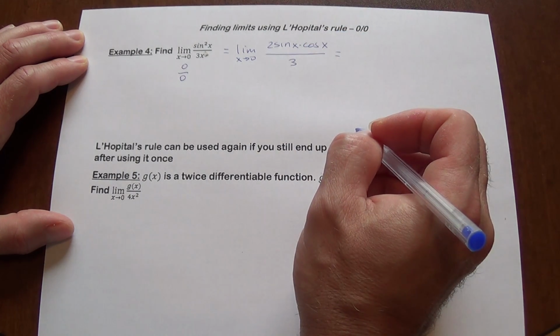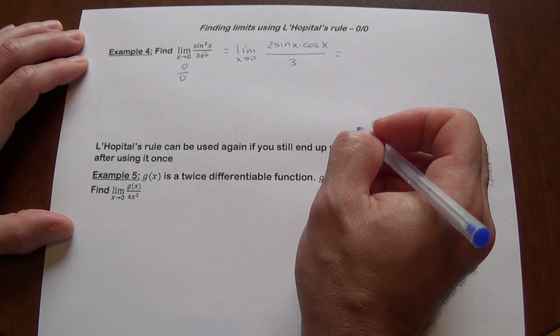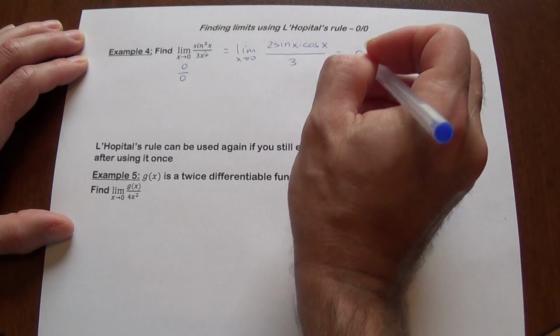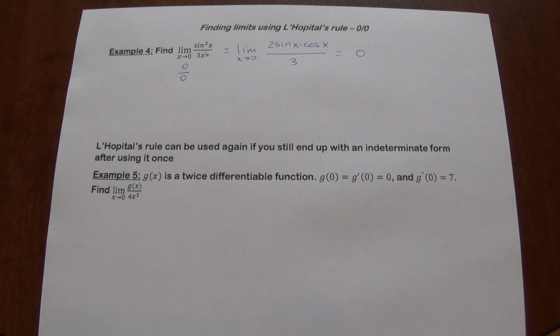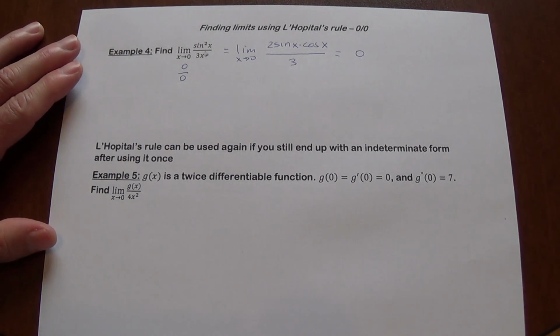And if you substitute 0 into this now, you are going to get 0. You can use L'Hopital's rule more than once. If you differentiate the numerator and denominator and you're going to end up with 0 divided by 0 again, you can continue doing that.